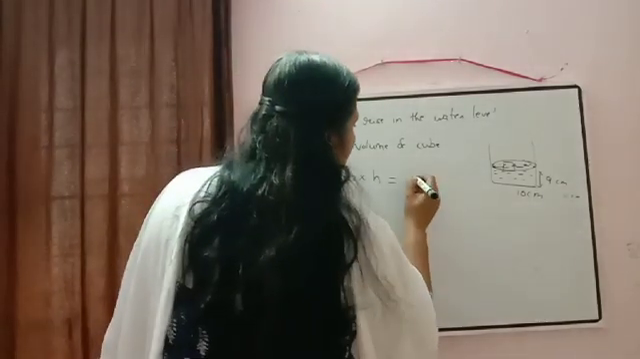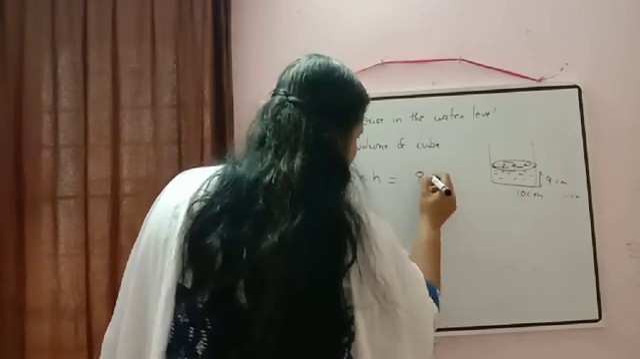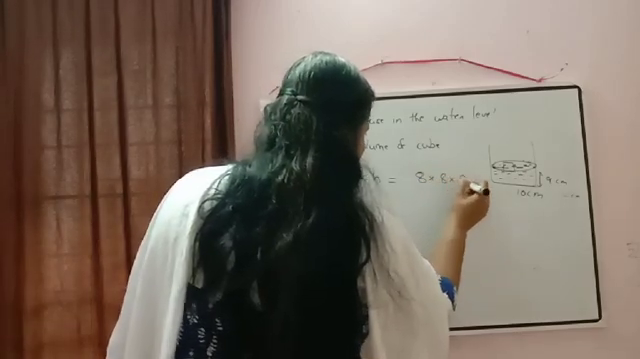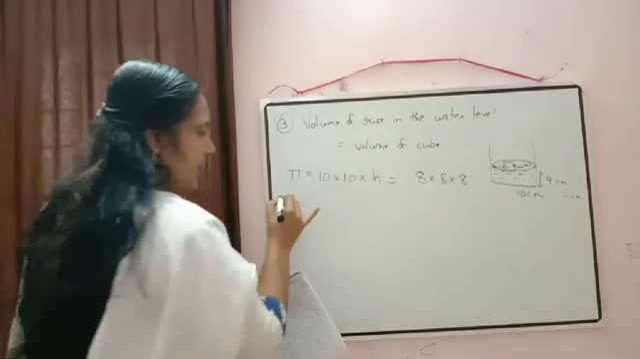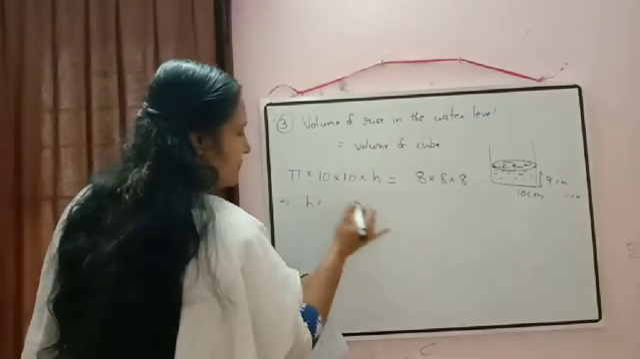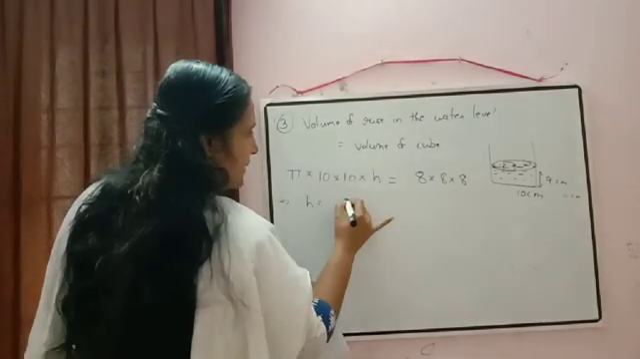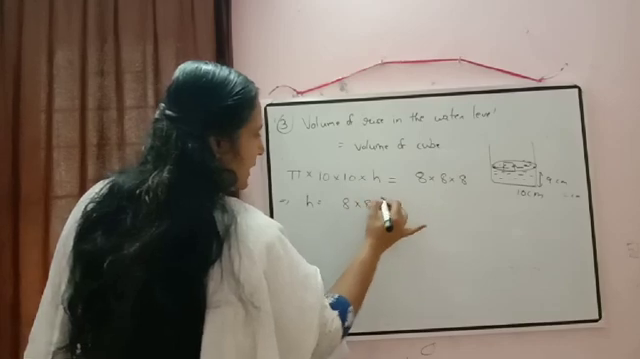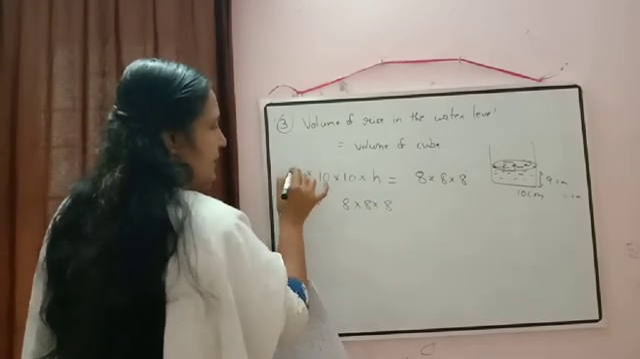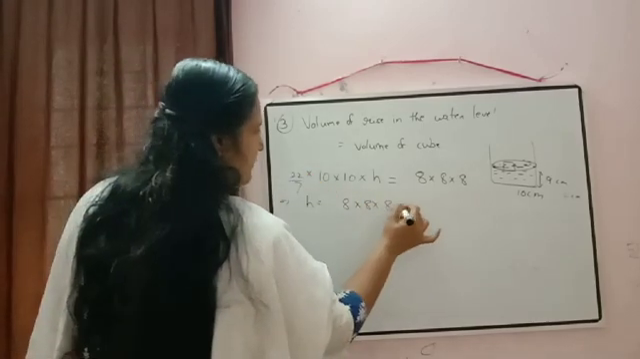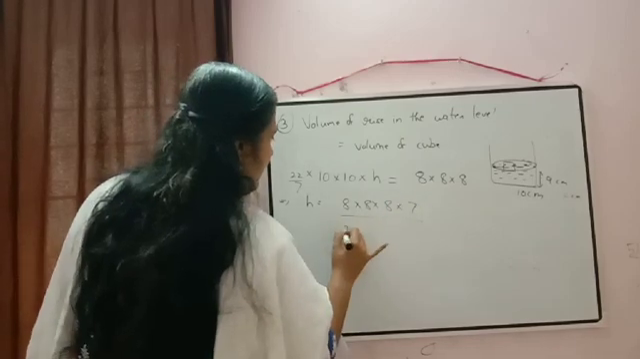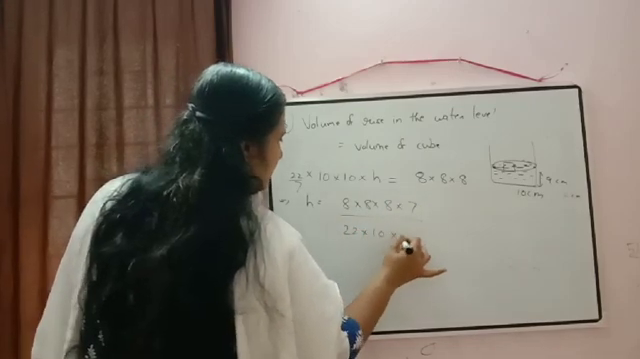Volume of cube is, yes, a cube. And what is the side given? 8. So 8 into 8 into 8. So except height, the rest of the things we can shift there. So it will be equal to 8 into 8 into 8. Here pi, if we write 22 by 7, then 7 will go here. So 7 by 22 into 10 into 10.